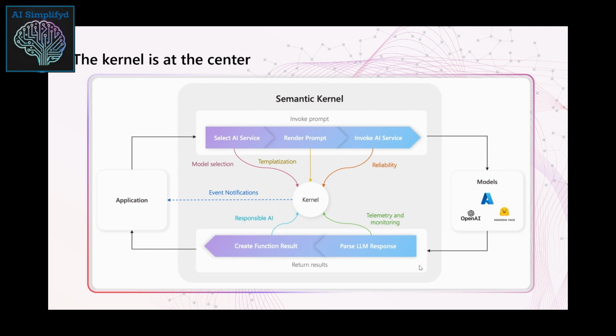And to give a little bit of a view of Semantic Kernel, the kernel is at the heart of the framework. Any application that interacts with the kernel is responsible for selecting the appropriate AI service, rendering the prompt, invoking the AI service, invoking the underlying model, parsing the LLM response, and creating function results. Each of these different steps passes through the kernel, which means that you can also build in a layer of observability between your application and the message exchanges happening at the kernel level. So that is the crux of Semantic Kernel.